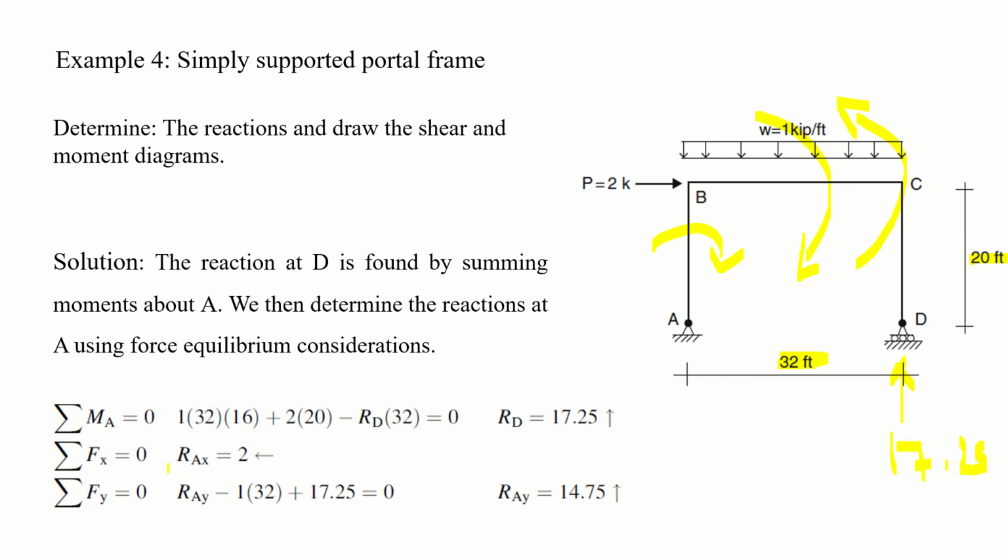Now summation of Fx: RAX, there is only one applied force, which is 2 kip at this point, so RAX will be equal to 2. And summation of Fy: one is the applied force, one is the reaction, you know both of them, so you can determine RAY. What is RAY? This is downward, so they have taken it as negative 1 into 32 plus 17.25, so the remaining is 14.75. So you have determined all the three support reactions.